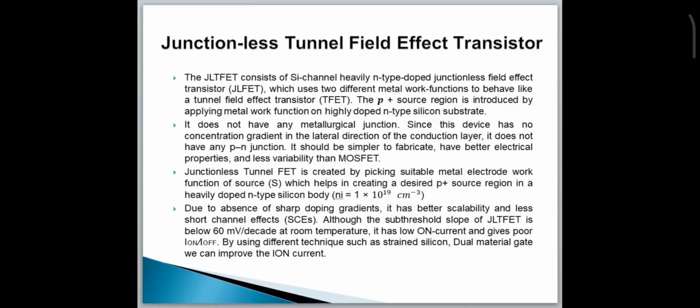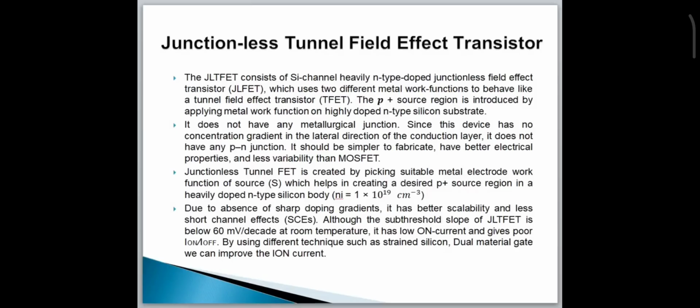Next point. Junctionless tunnel field effect transistor is created by picking a suitable metal electrode work function of source, which helps in creating a desired P plus source region in a heavily doped n-type silicon body. The concentration of the substrate in case of junctionless transistor is 10 raised to power 19 per centimeter cube. Due to absence of the sharp doping gradient, it has better scalability and less short channel effects.